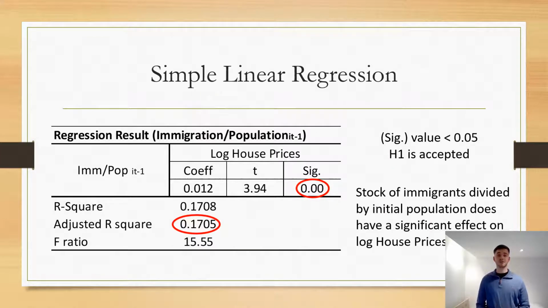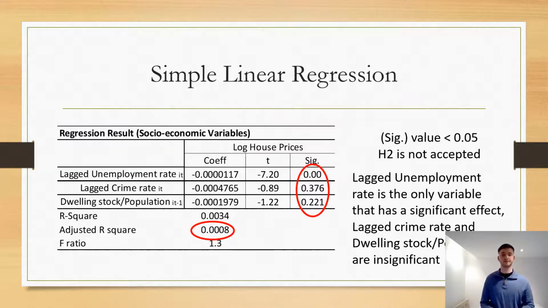This table shows that the stock of immigrants to the initial population in the previous year has a positive beta coefficient and a significant level of 0.000, which falls below our 5% level. The adjusted R-squared also shows that the variable is positively related to the log of house prices by 17%. Thus, the regression analysis shows that there is a positive and significant relationship between the stock of immigrants per population and log house prices. Therefore, hypothesis 1 is accepted.